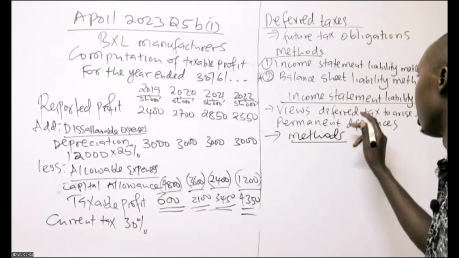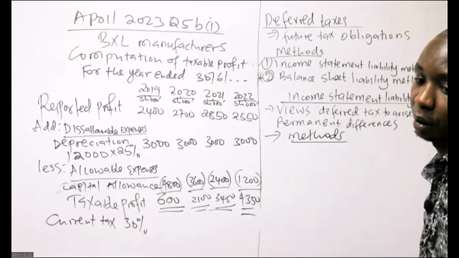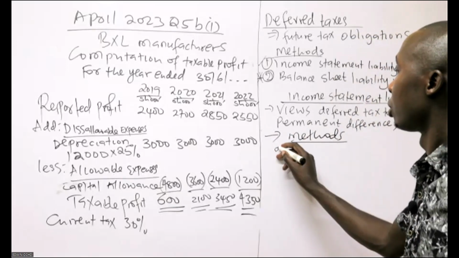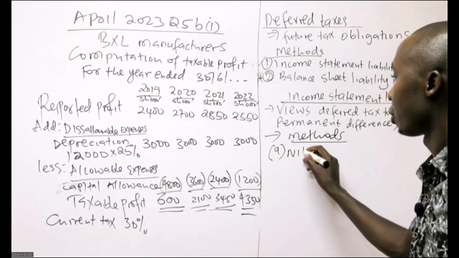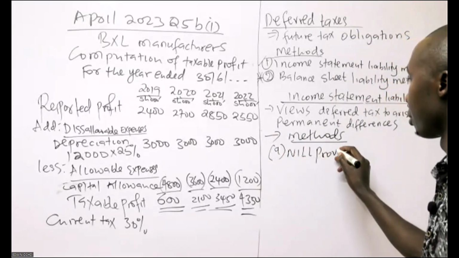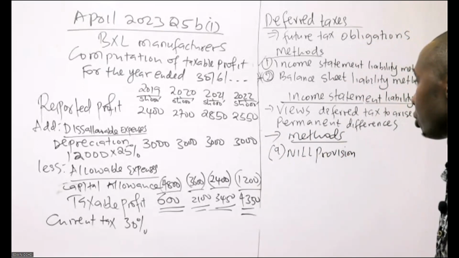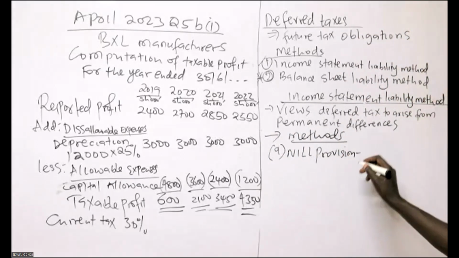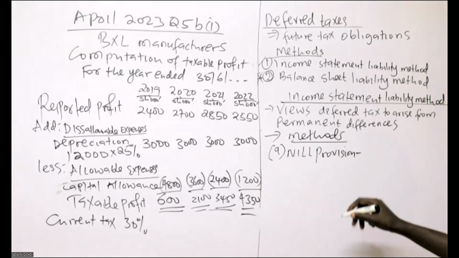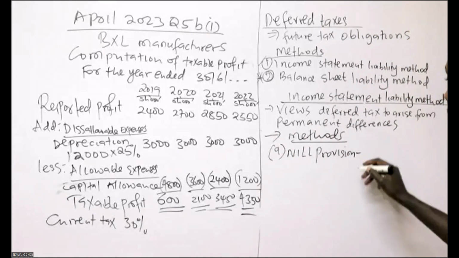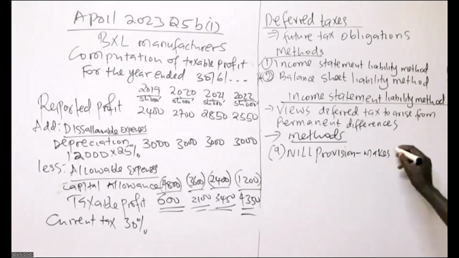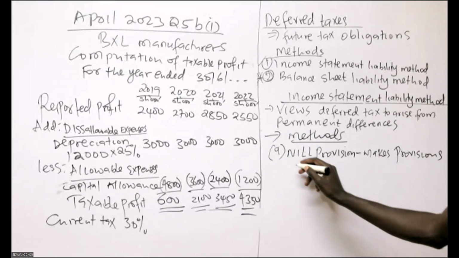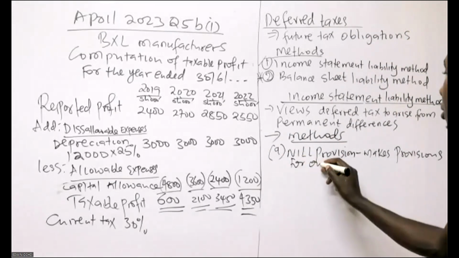We have a nil provision. Under this, we have the nil provision method. This one makes provisions for only current taxes.